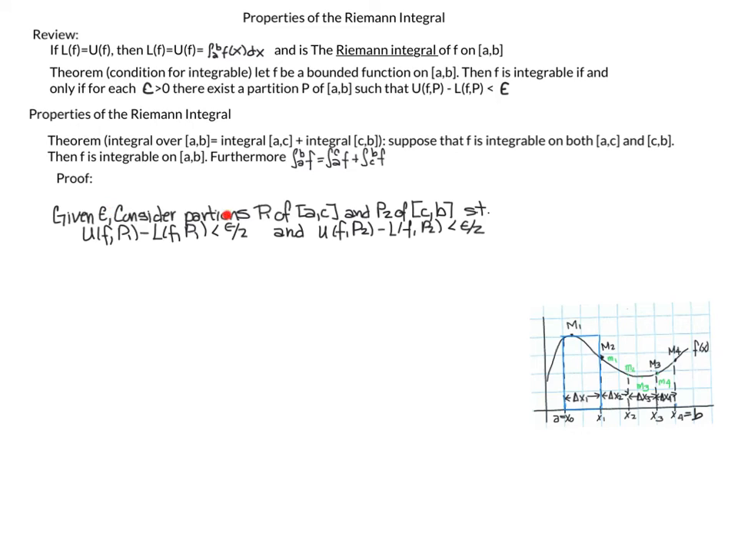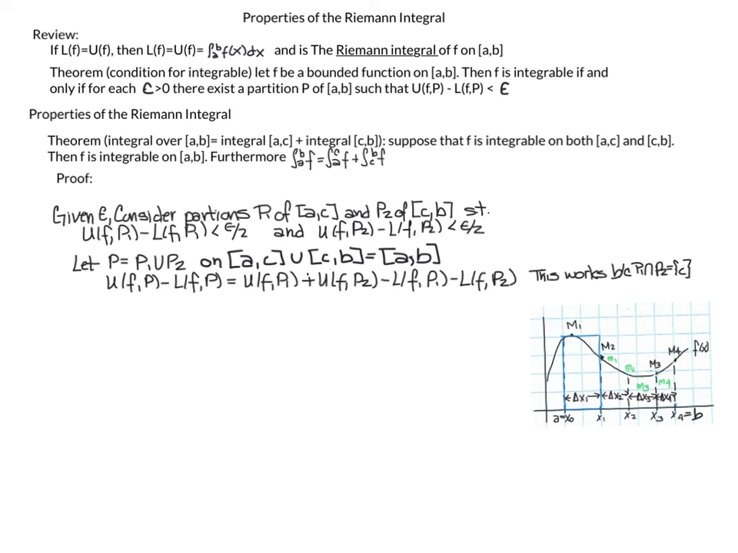So we're given an epsilon. We're going to tighten that restriction to epsilon over 2. We'll do the same thing for P2 over [c, b]. That is, the upper sum of f with respect to P2 minus the lower sum of f with respect to P2 can be made arbitrarily small, and we're going to choose to make it smaller than epsilon over 2. Now we're going to consider a new partition P as the union of P1 and P2.